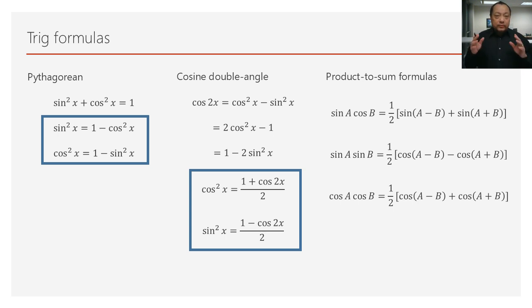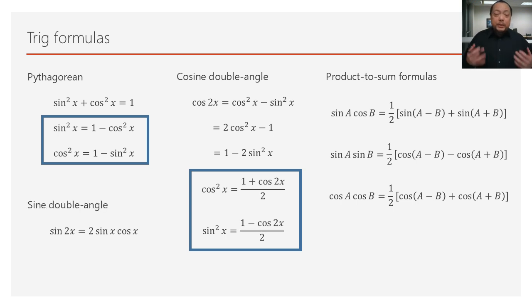These come out of the sum of angles and difference of angles formulas. And when you play around with it, you get these formulas. What happens is that if you have a product on one side, you go through this formula, it becomes a sum, and an integral of a sum is easy. An integral of a sum is just the integral of one plus the integral of the other.